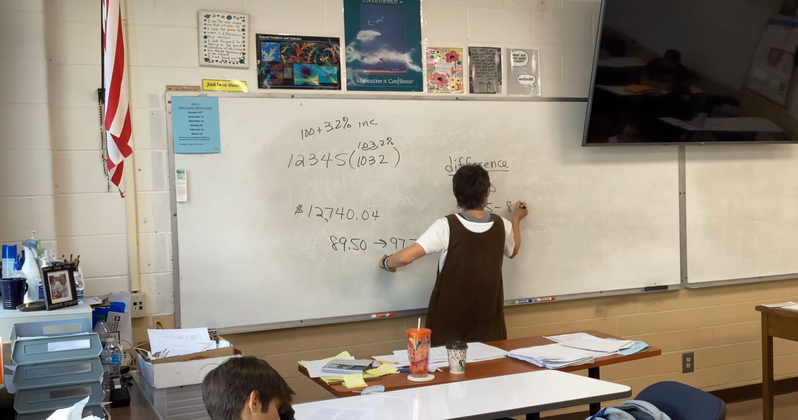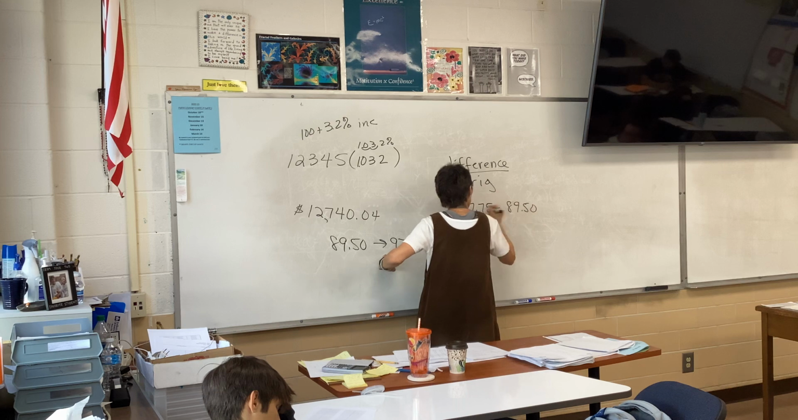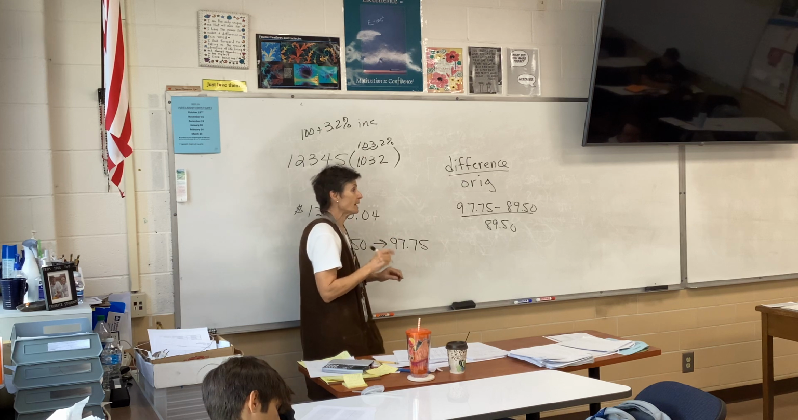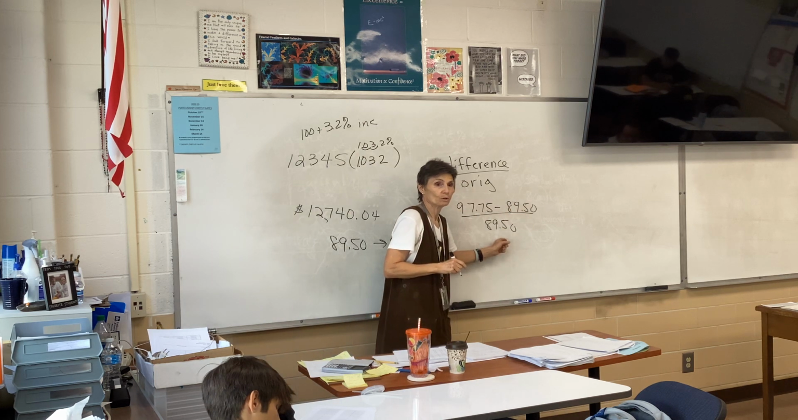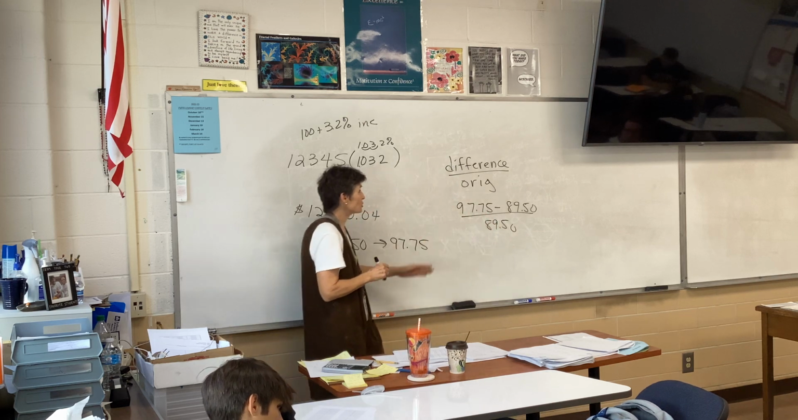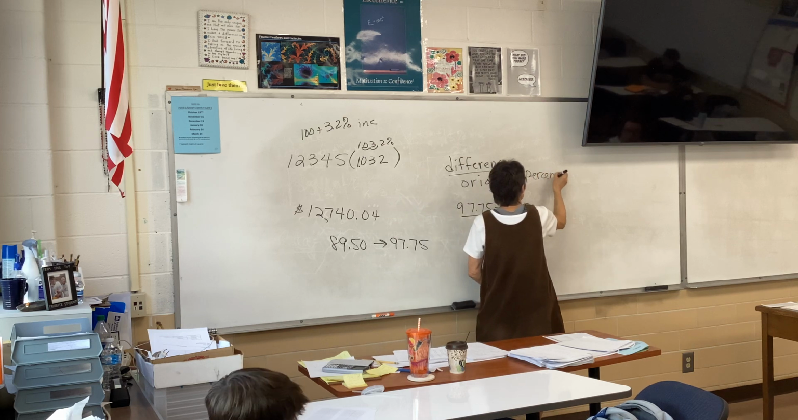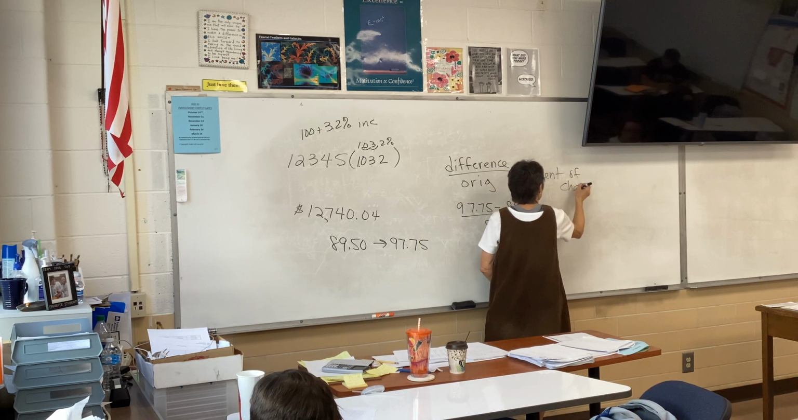97.75 minus 89.50. I'm going to figure out what that is, and then I'm going to divide it by the original. You might remember it as new minus old over old. It's the same thing. It's the change over the original. That's how we find the percent of change.